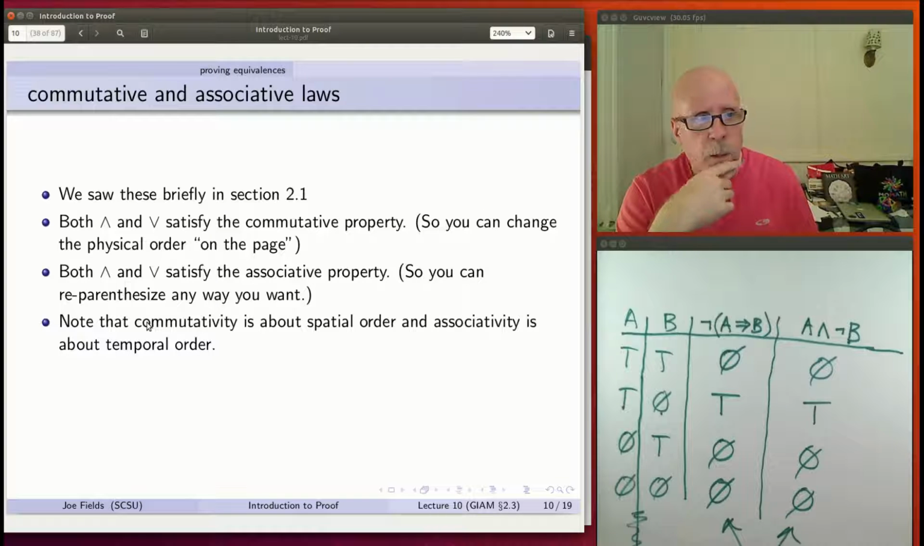Here's a good thing to note. Commutativity is about spatial order, and associativity is about temporal order. That is, commutativity is how the things appear from left to right on the page in front of you. Associativity is the parentheses. The parentheses tell you when to do something, that you should do what's inside the parentheses first and then do the next thing. So spatial order, temporal order. They're really both about changing orders, though.